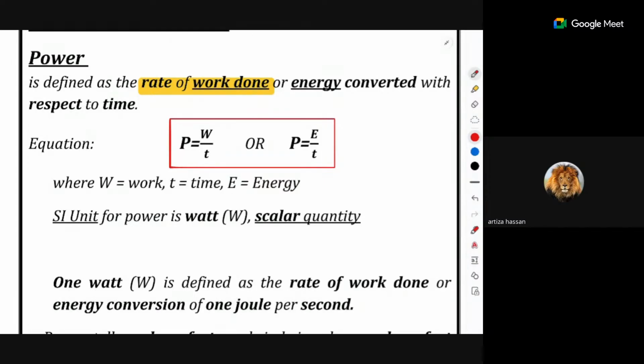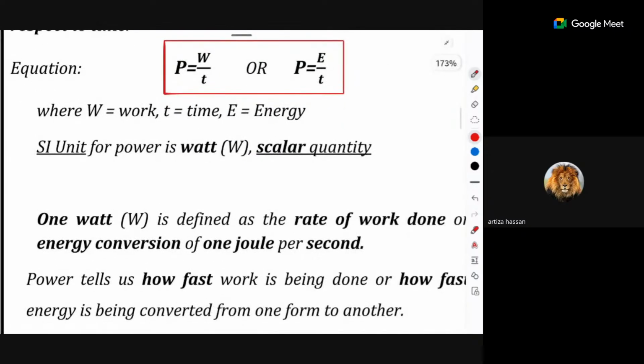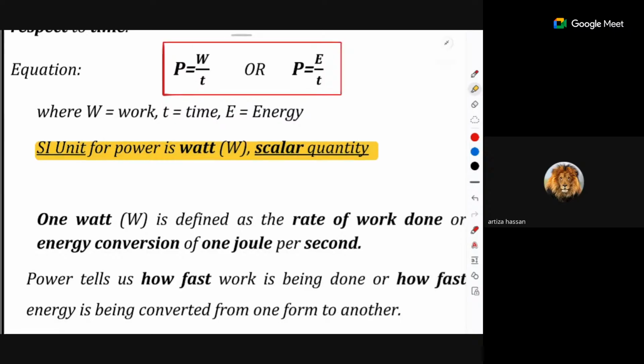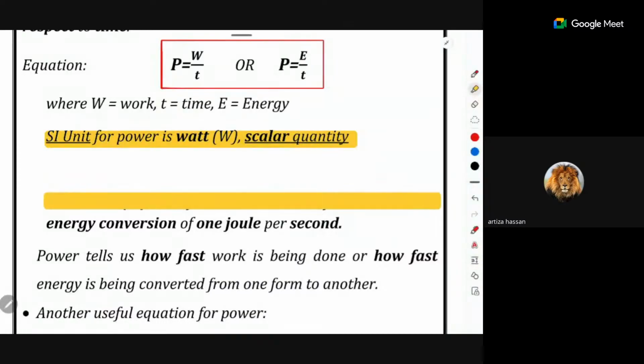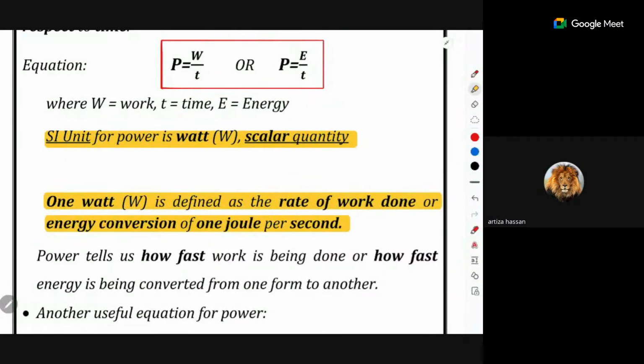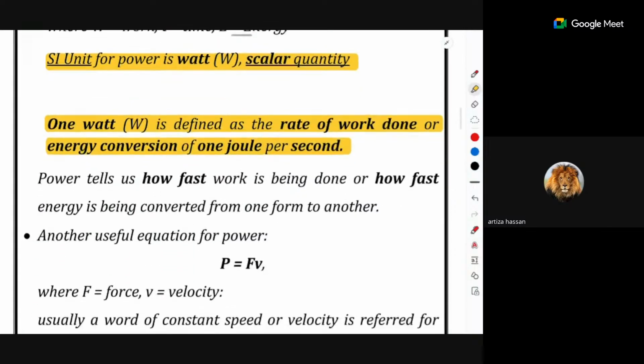Okay, so you have to remember the formula, where W is work done, E is energy, and T is time taken. One more thing you should know is that power is a scalar quantity, because it is extracted from work. Its unit is the watt. 1 watt of power is when you convert 1 joule of energy in 1 second, or produce 1 joule of energy in 1 second.